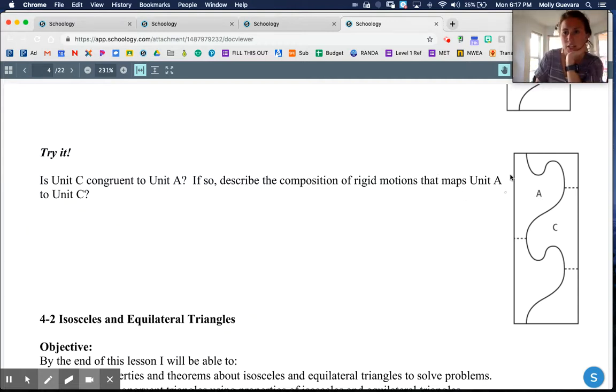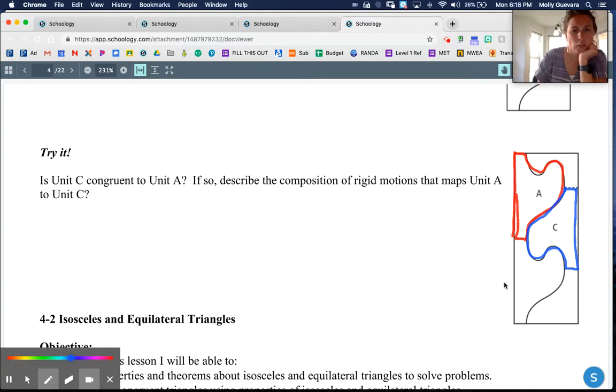Okay, so it's asking me, is this unit, my tracing skills are subpar today, right? Is this unit the same as this unit? And if it is, you're going to write, and it says describe. So if you want to just describe it in words, that's fine too. But you're going to describe the composition of rigid motions.